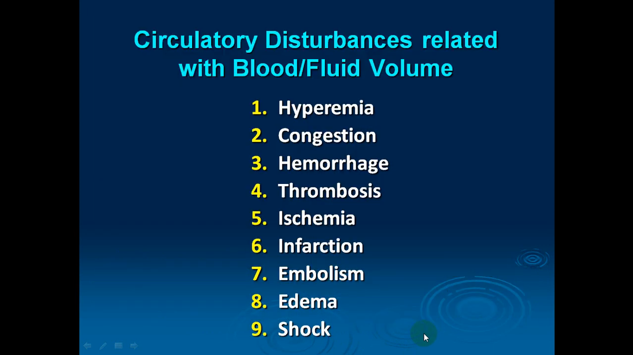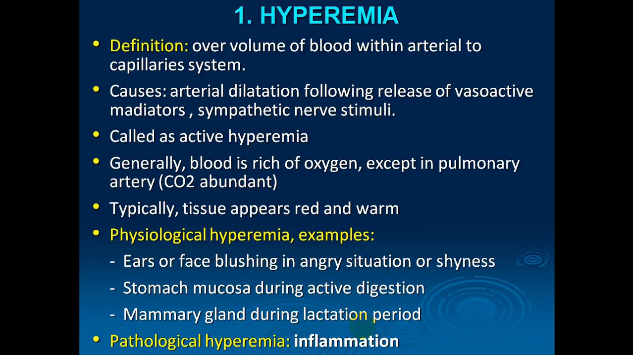So what we are going to discuss about circulatory disturbance is all of these 9 subjects. First, hyperemia, congestion, hemorrhage, ischemia, infarction, embolism, edema, and shock. We will mainly discuss all 9 of these in our lectures for these 2 weeks.